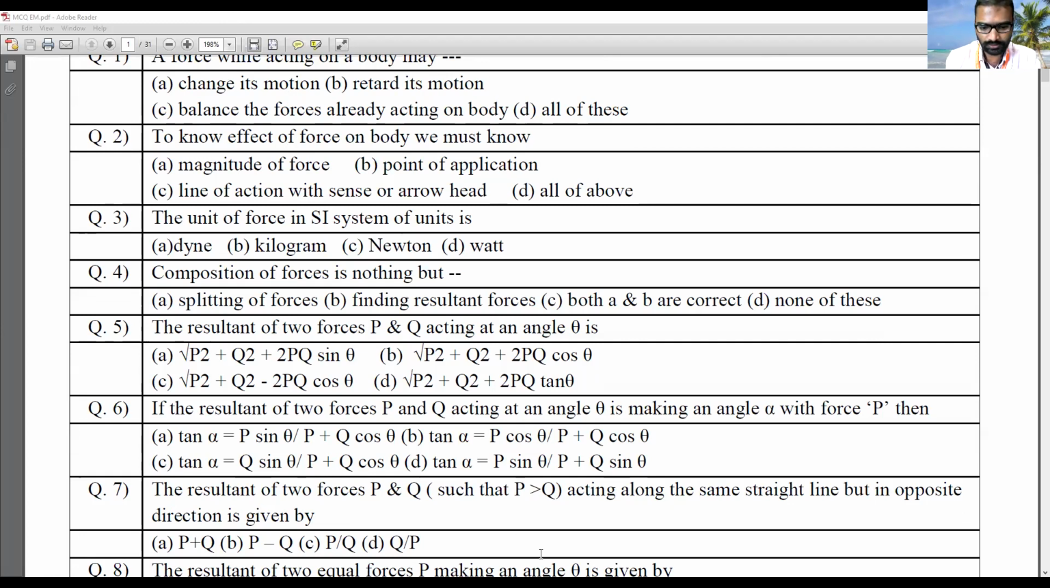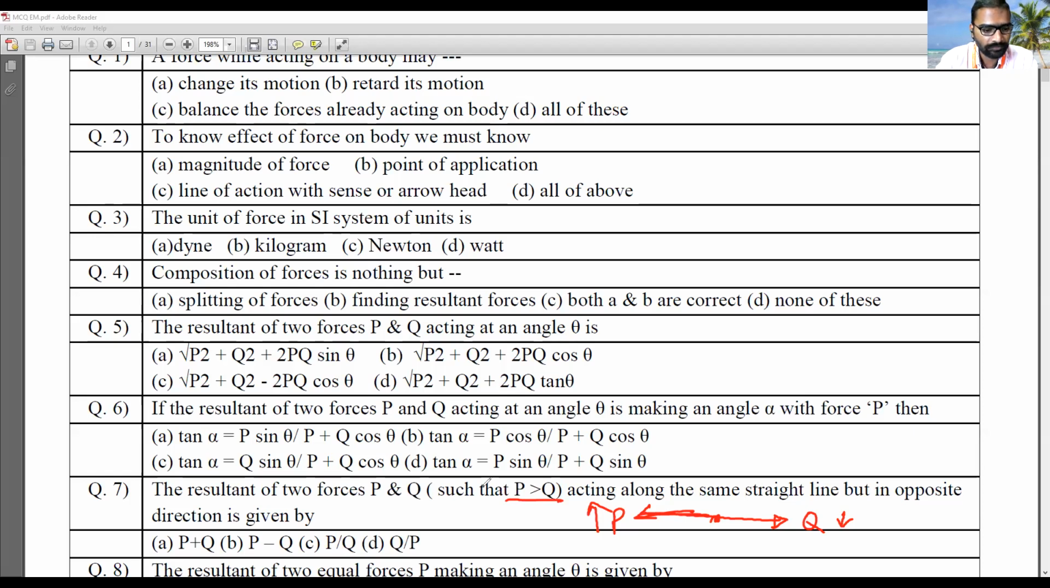So what has he given? The resultant of two forces P and Q, P is greater than Q, acting along the same straight line but opposite in direction. If you consider this is a point, this is force P, this is force Q. P is greater, which means its magnitude is very high, and Q's magnitude is very less. Then what is the resultant of these two? Yes, roll number 38.